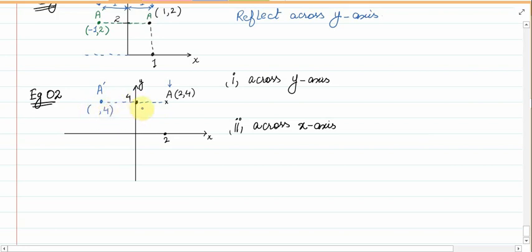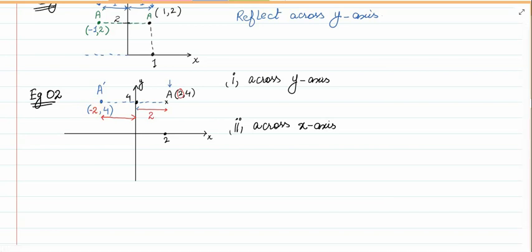Now we need to find the value of the x coordinate. The distance from the line of reflection, that is the y-axis, to the point A is 2 units. If this distance is 2 units, that means this distance is also 2 units. But since we are moving on the negative x-axis, it will be -2, right? Alright.